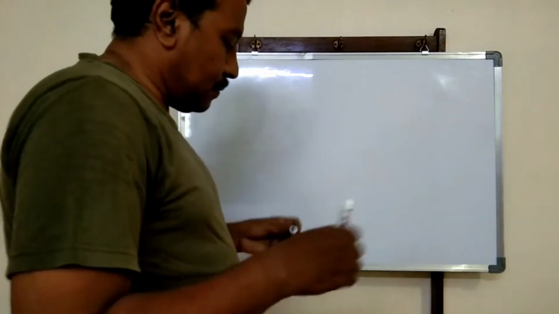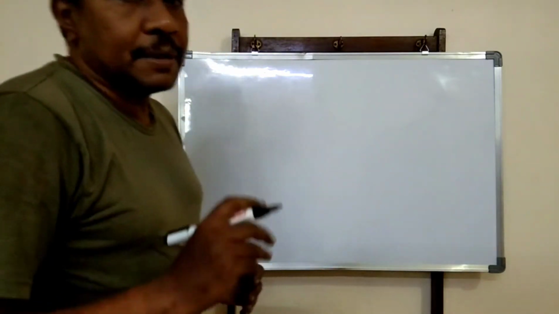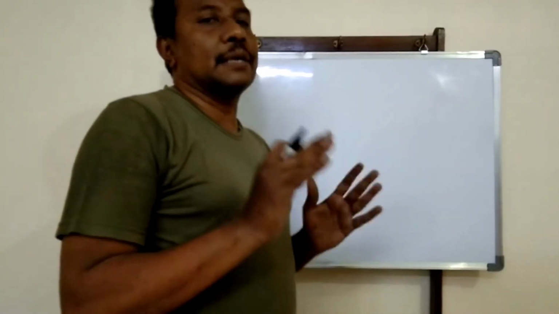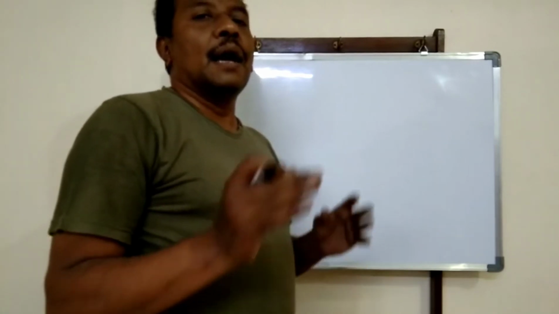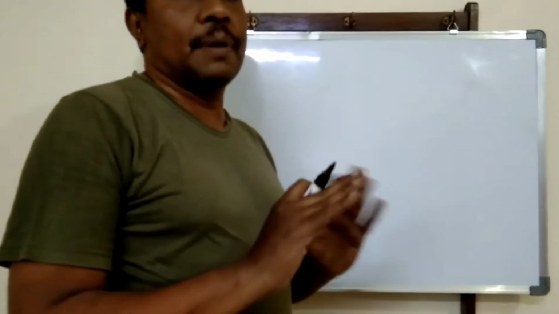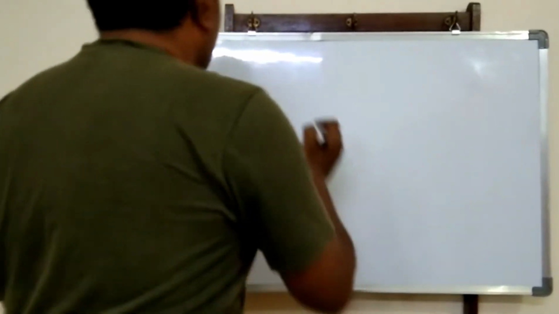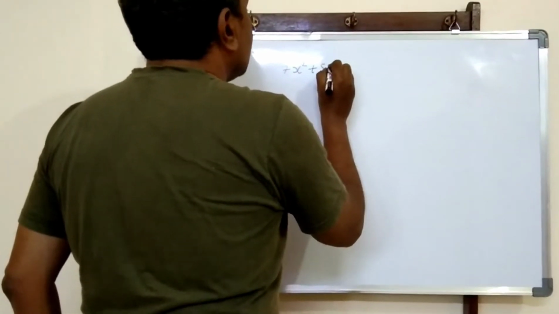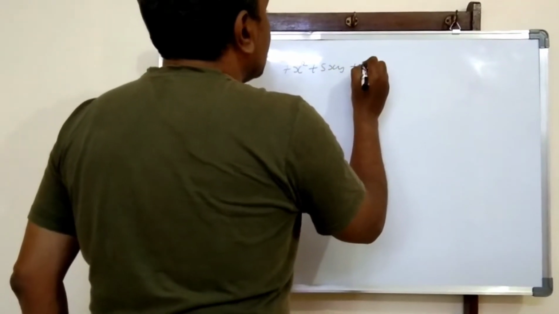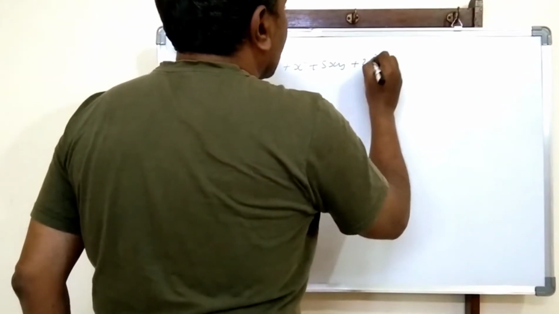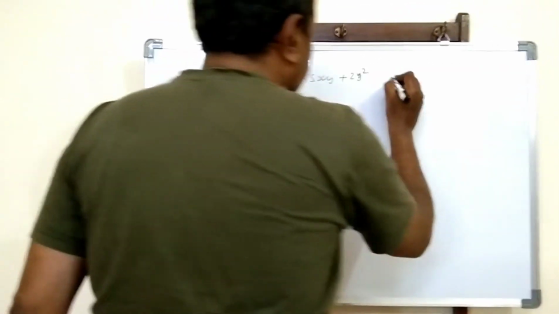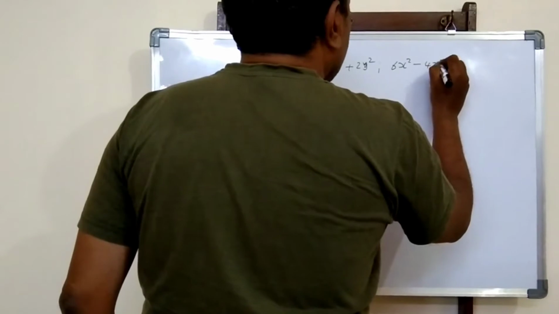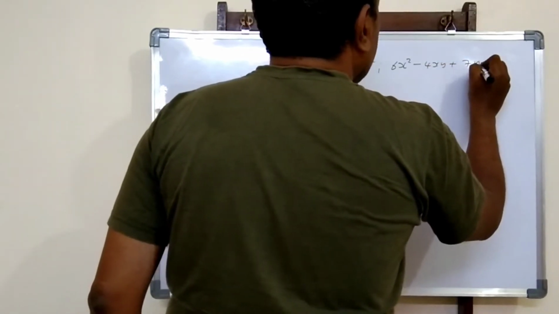First of all, as I said in the previous class, addition and subtraction of polynomials is possible among like terms. Only like terms can be added and like terms can be subtracted. Unlike terms cannot be added, cannot be subtracted. So I'll take two expressions: 7x square plus 5xy plus 2y square, and another expression, 6x square minus 4xy plus 7y square.